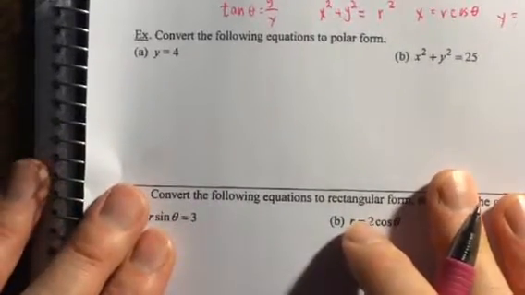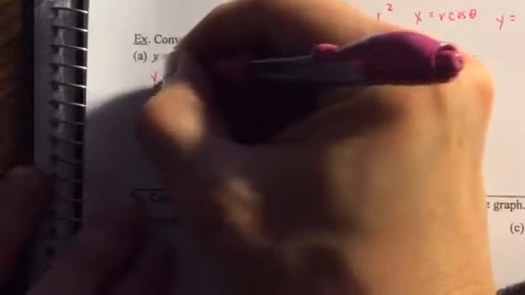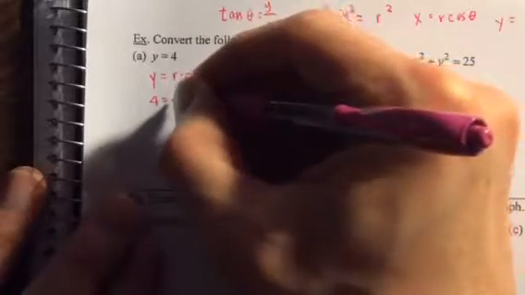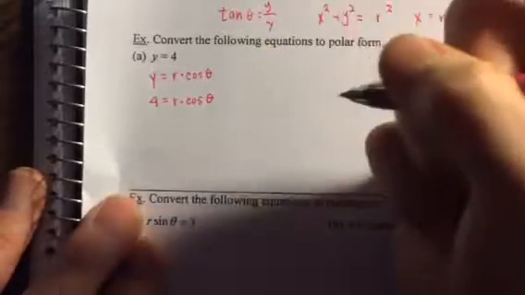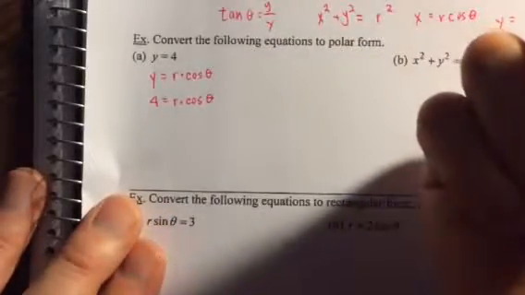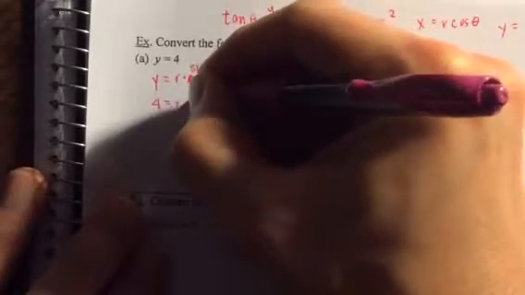So on example 4 here, part A, we know the equation is y equals 4. And more specifically, we know that y is equal to r times the cosine of theta. So since these are both y equals, we know that 4 is equal to r times the cosine of theta, which means, I just messed this up. My apologies. Y is equal to r sine theta.